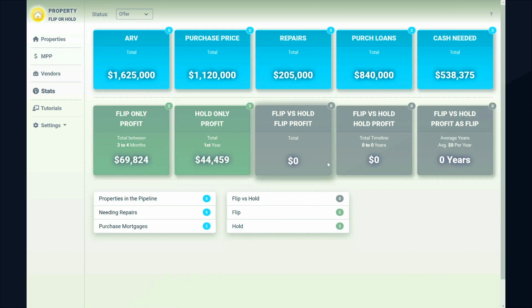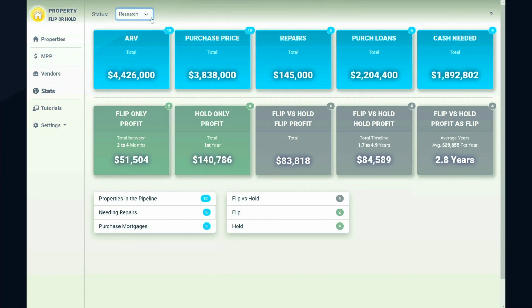Now, in here, we have no flip versus hold comparisons. These are just the statuses on the offer. But why don't we take a look at a little bit on the research side. On the research side, we have 4 properties here that we're looking at flip versus hold to analyze whether we want to flip them or hold them or neither.